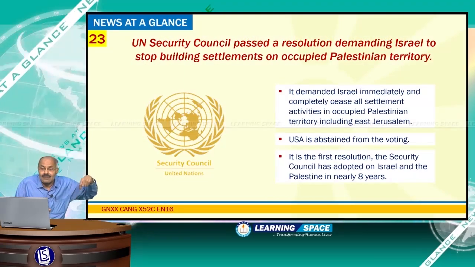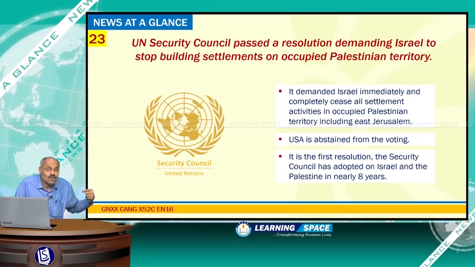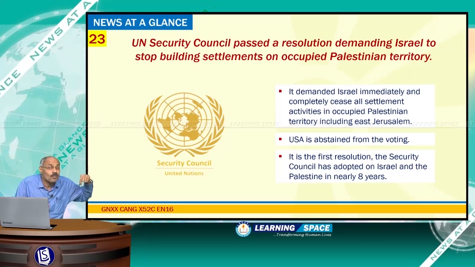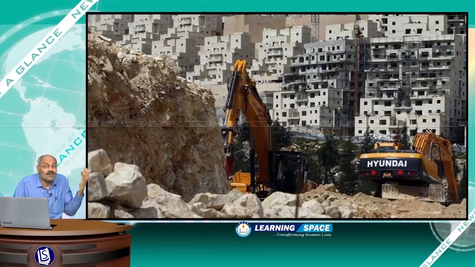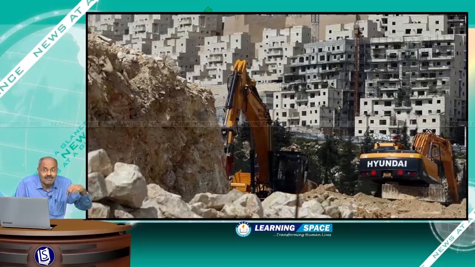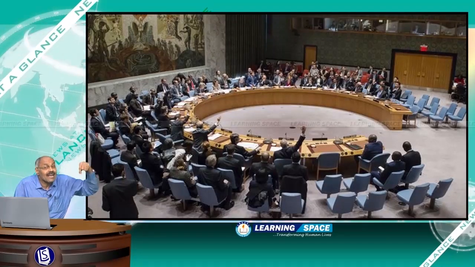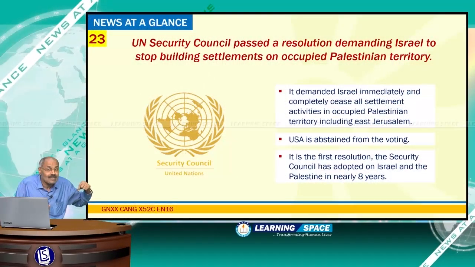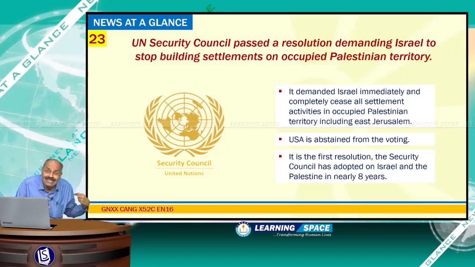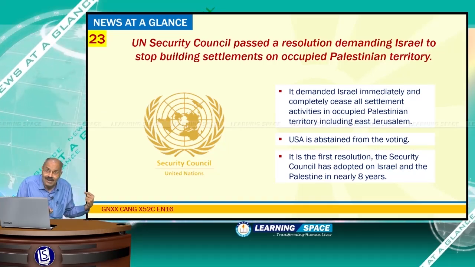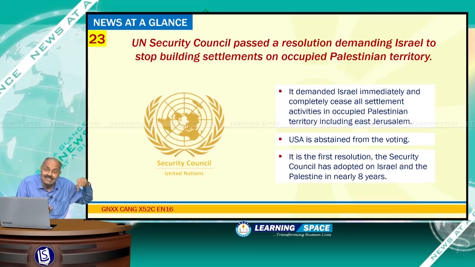Next one is the UN Security Council passed a resolution demanding Israel to stop building settlements on occupied Palestinian territory, and the USA abstained from voting. And it is the first resolution the Security Council has adopted on Israel and Palestine in nearly 8 years, but we have to wait and see. Experts feel that the actions of Barack Obama are too late and too little. And this Israel-Palestine issue is definitely a topic for one news capsule. We will deliberate sometime later.